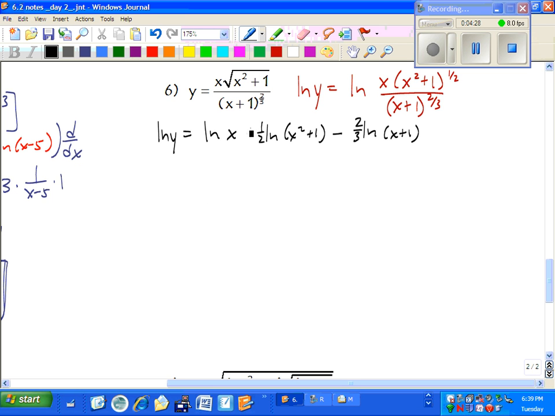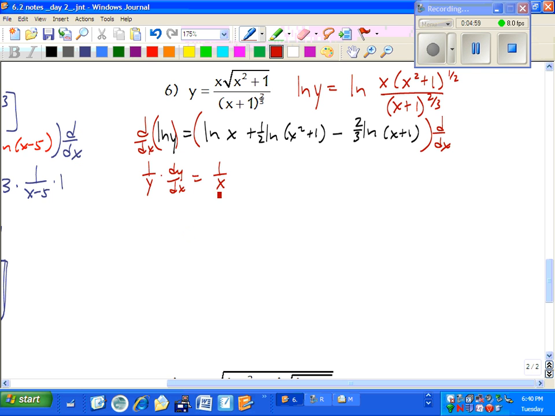So multiplication calls for addition, division calls for subtraction, and we bring those exponents out in front. So it's just a matter of expanding that, which you guys had practice in pre-calc. Alright, once we expand it and get it split up, now we can take the derivative of both sides. So once again, we get 1 over y times dy dx. And then we're taking the derivative of each part.